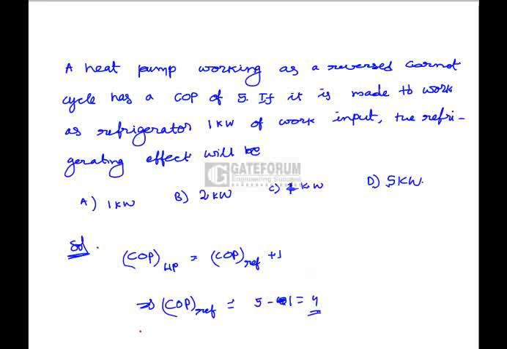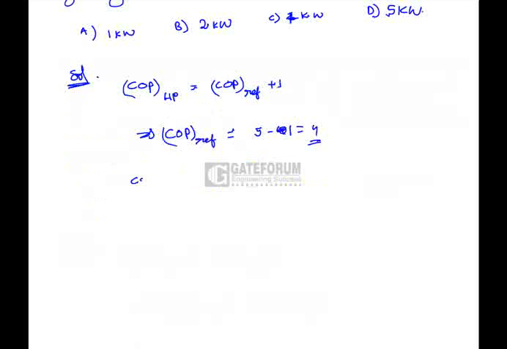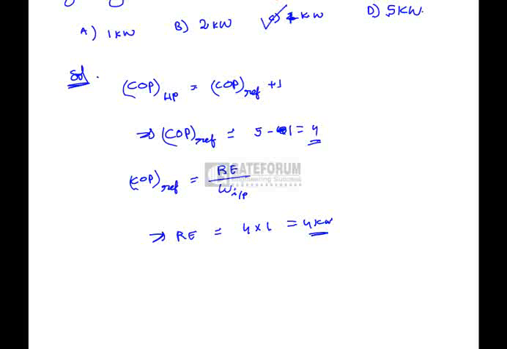But we know that the COP of the refrigerator is equal to the refrigerating effect divided by the work input. So for 1 kilowatt of work input, we have to find the refrigerating effect. That is, refrigerating effect is equal to COP times work input, that is 4 into 1, which is equal to 4 kilowatts. So the right answer is 4 kilowatts, and the correct option is C. C is the right answer.